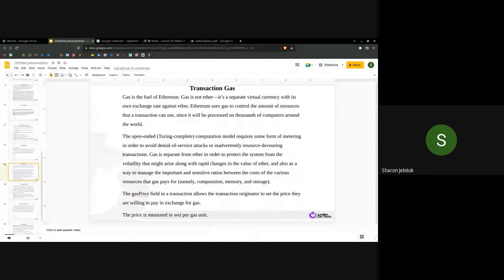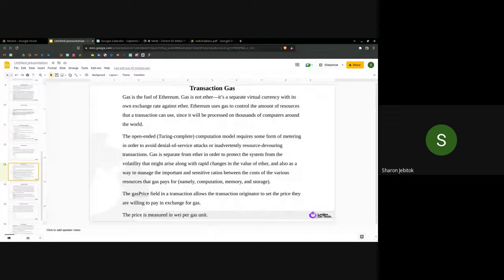So the open-ended or Turing complete computation model requires some form of metering in order to avoid denial of service attacks and inadvertently resource-depleting transactions.